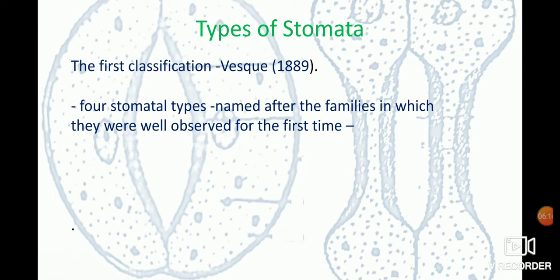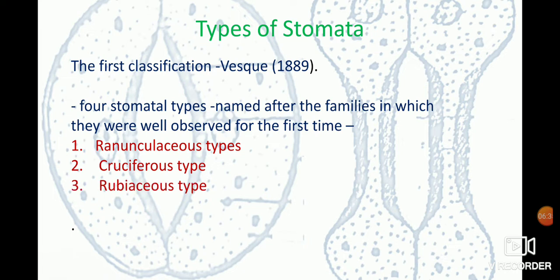identified four types of stomata and named the stomata after the families in which they were first observed. So the four types of stomata that Vesque identified are: first the ranunculaceous type, second the cruciferous type, third the rubiaceous type, and fourth the labiatous or caryophyllaceous type.